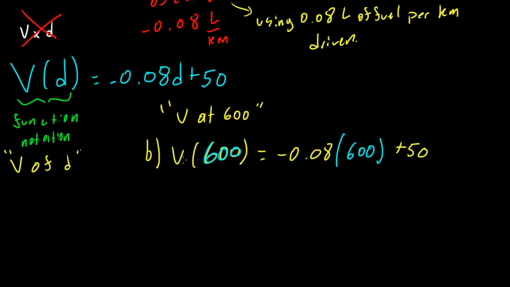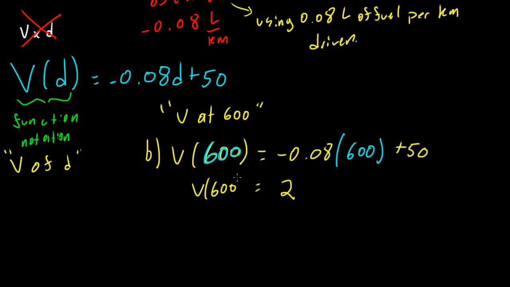We can solve for the volume at 600 kilometers driven because we have a function that relies on our independent variable of D. All we've got to do now is crank out a calculator. I've got mine beside me. So negative 0.08 multiplied by 600 plus 50, and we'll see that after we do this, we get 2.